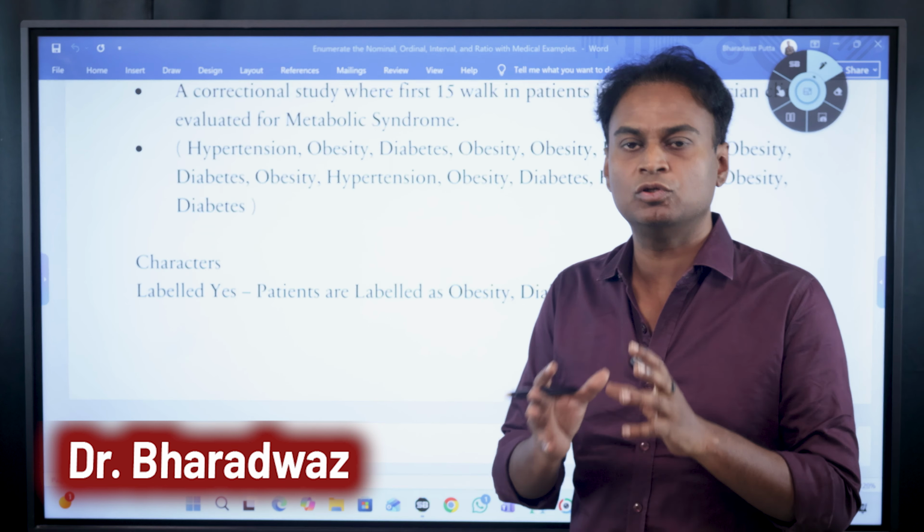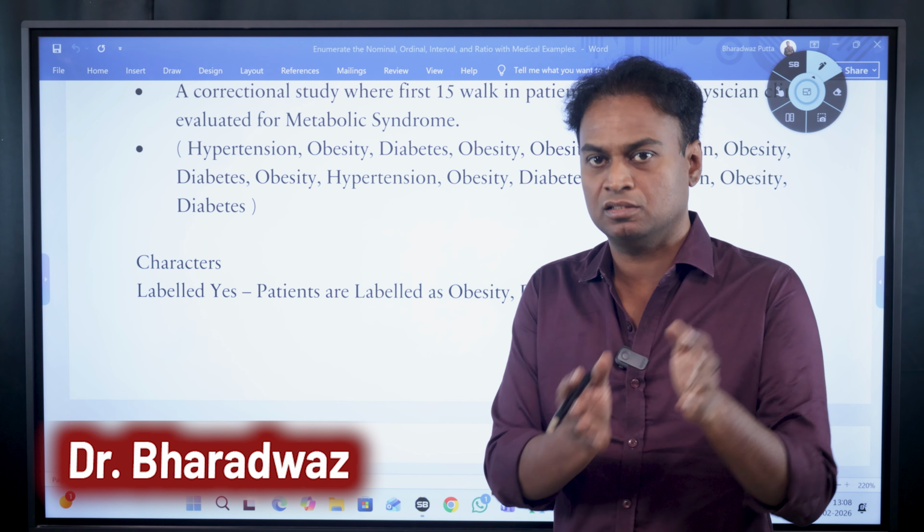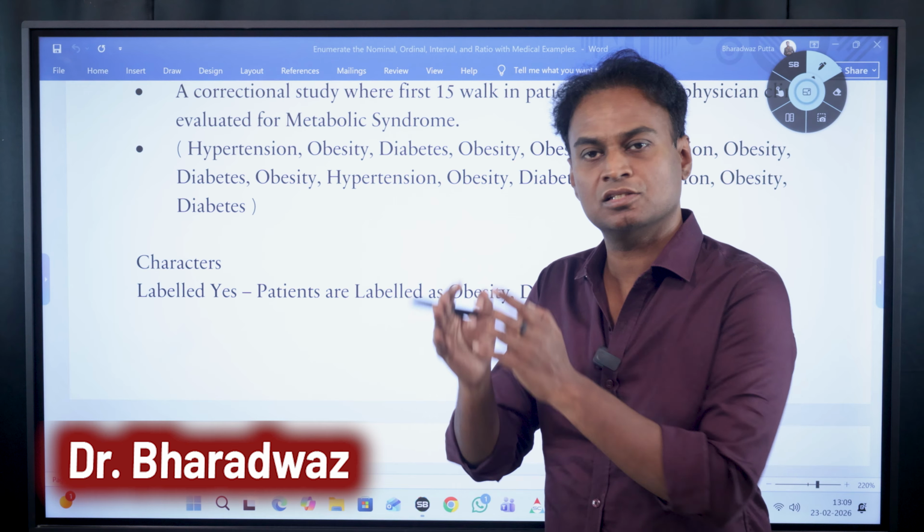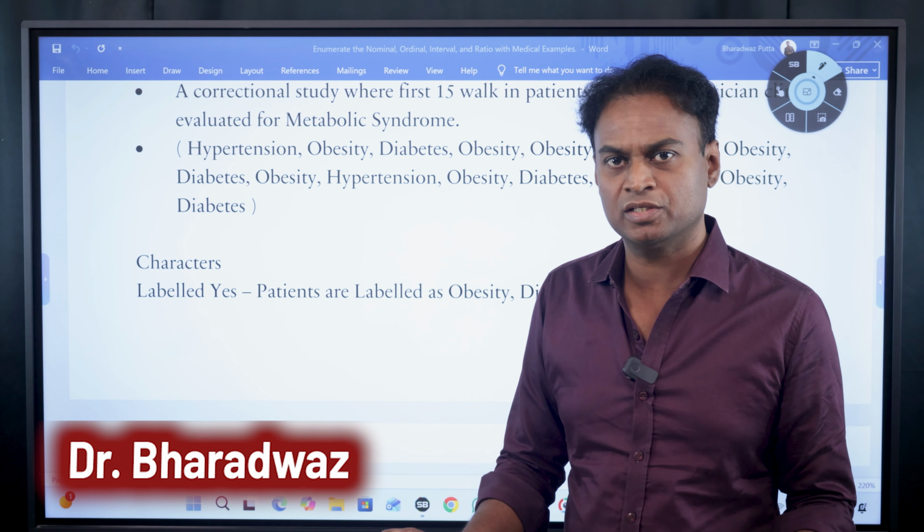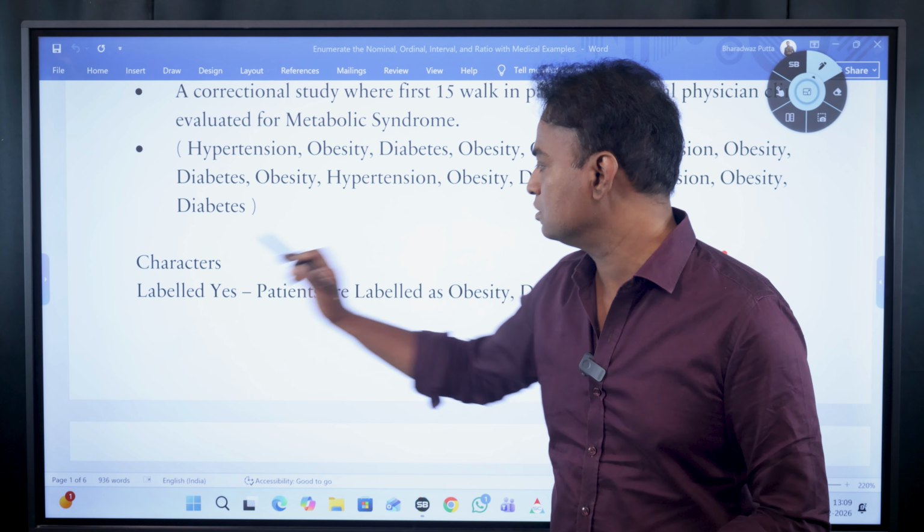You can give a label to the patient, you can give a name to the patient. This is hypertensive, this is diabetic, this is obese. You can just label the patient. If that is possible, labeling is yes.